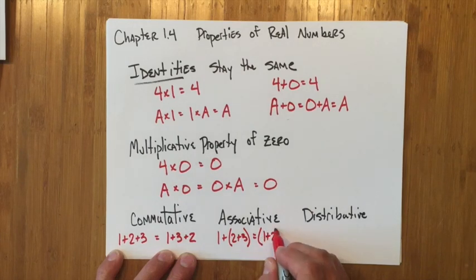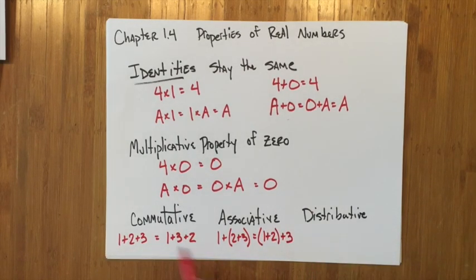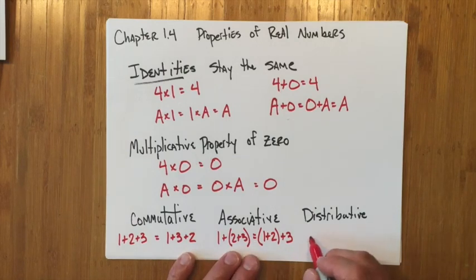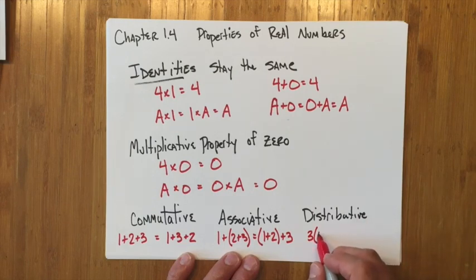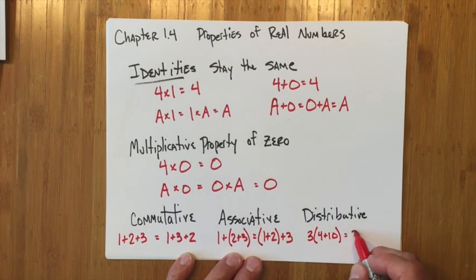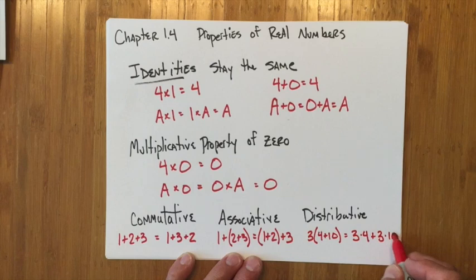So 1 plus 2 plus 3. Notice the difference between the two. In the commutative property, the order changes. In the associative property, the order doesn't change, but the grouping symbols do. And then finally, sometimes confused with the associative property is the distributive property. When you have something like 3 times 4 plus 10, the distributive property is the same as 3 times 4 and 3 times 10.